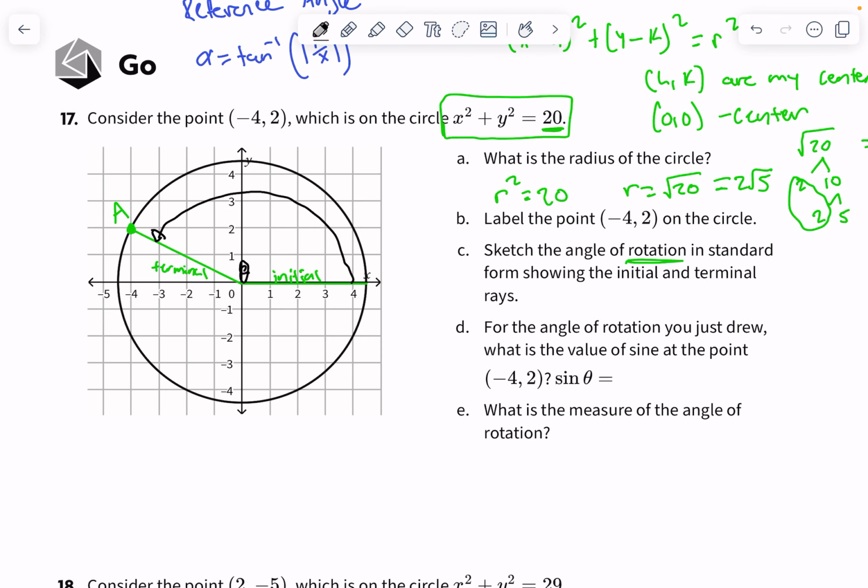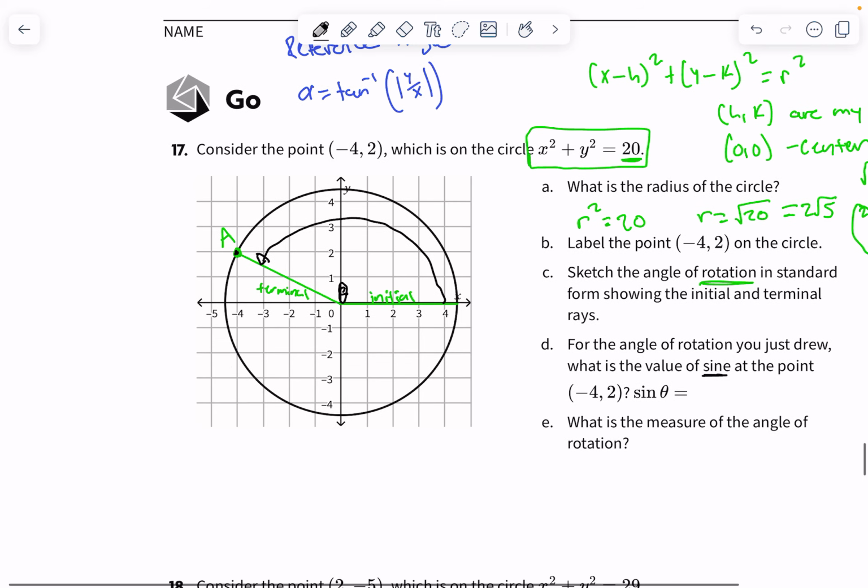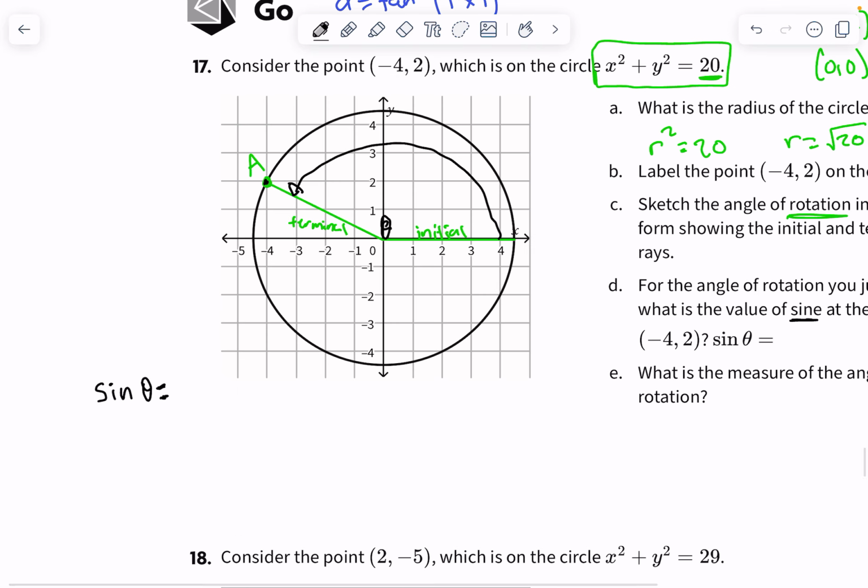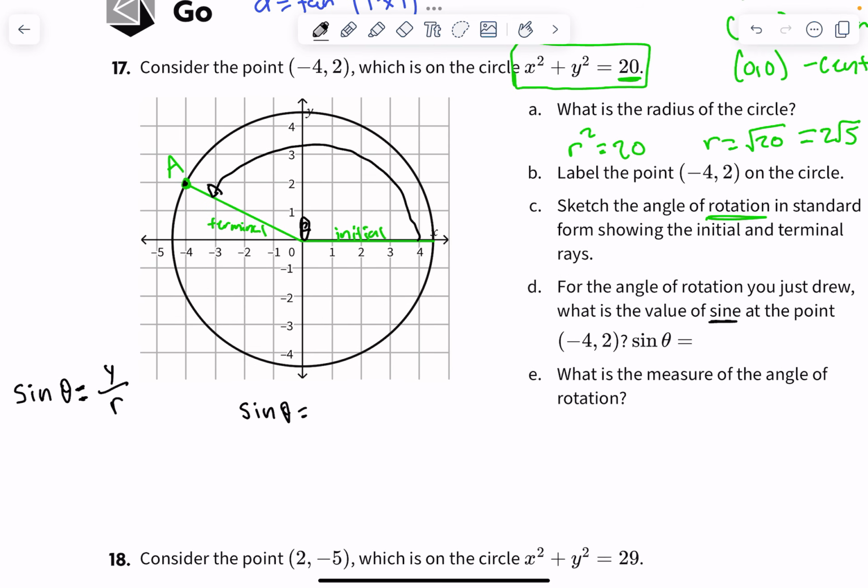The angle of rotation you just drew, what is the value of sine at this point right here? Again, from our lecture, sine of theta is equal to y over r, right? So y is the coordinate point, and r is the radius. So sine of theta is equal to my y coordinate, 2, all over my radius. My radius is square root of 20. Okay? I don't want my answer to be like that.